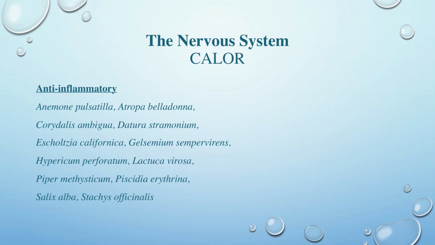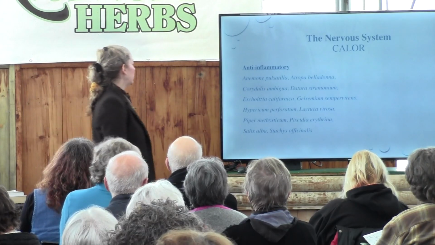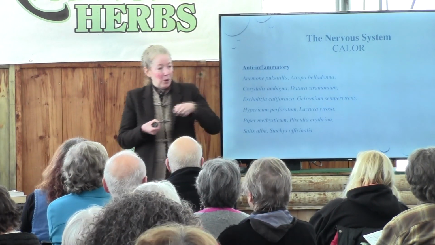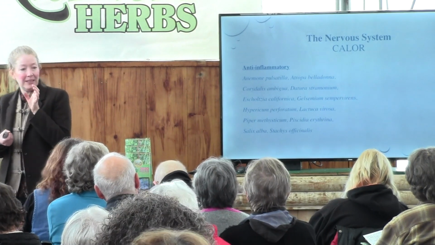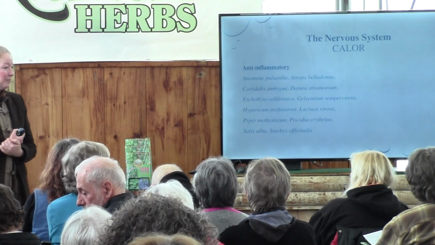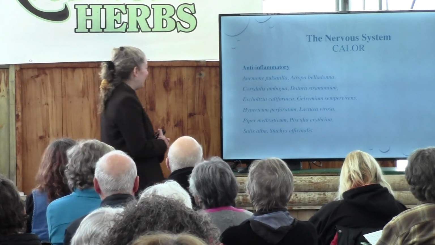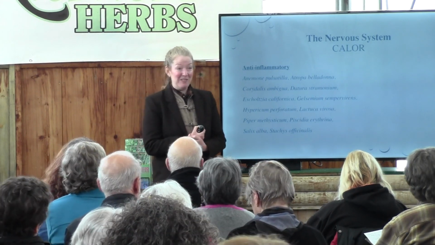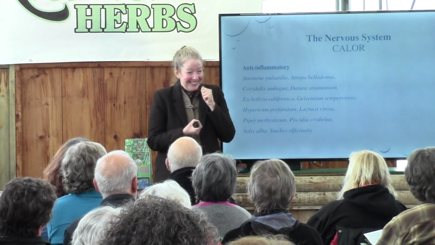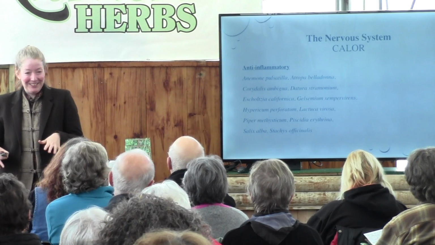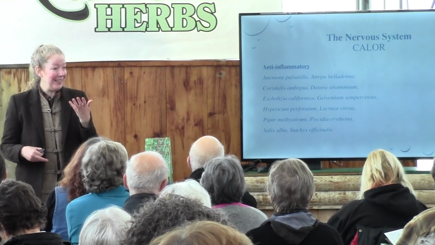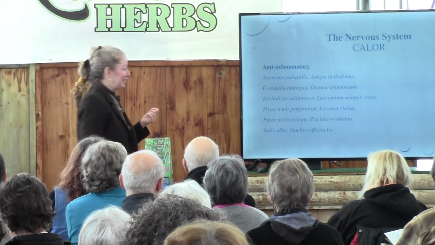Piper methysticum is something that we use all the time for anxiety. It's kava, and it's a root from Polynesia. We mix it with coconut milk and drink it as a tea. It's also a really great way to help people to sleep and relax. Sometimes we call it a social lubricant, so we use it in herb gatherings and parties, we drink kava. What it does is it helps to relax us enough to speak freely without making us fall asleep. So it's a really good herb.